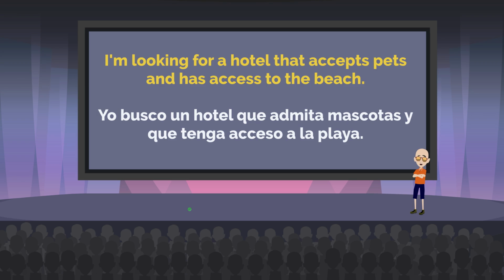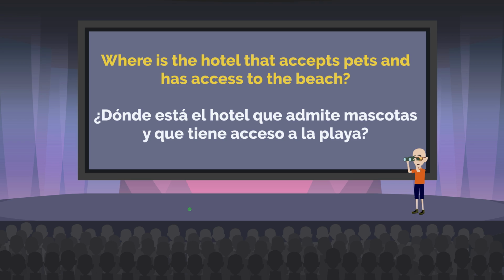In this sentence, I added a little extra something. I'm actually looking for a hotel that not only accepts pets, but has access to the beach. Both those clauses are going to be describing that unknown item, so those verbs will be in the subjunctive. Yo busco un hotel que admita mascotas, admita in the subjunctive, y que tenga acceso a la playa, and tenga in the subjunctive.